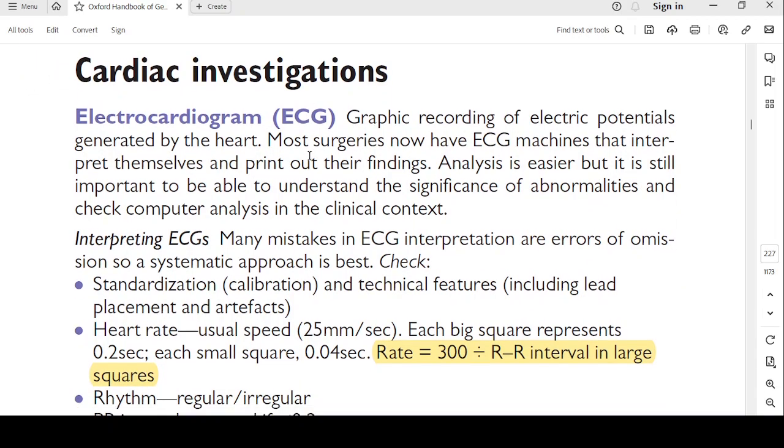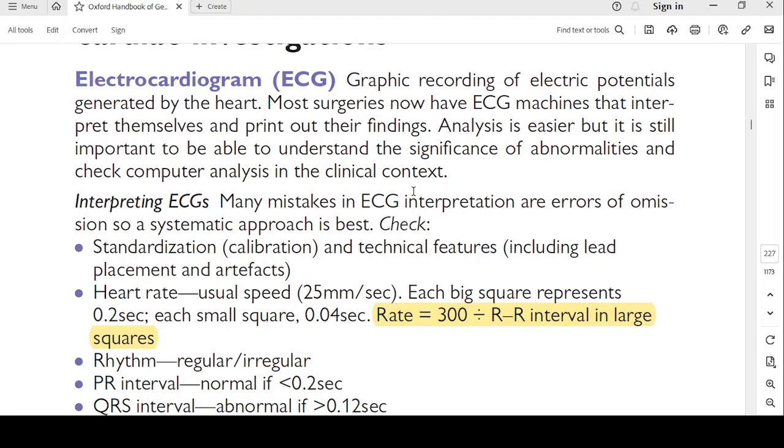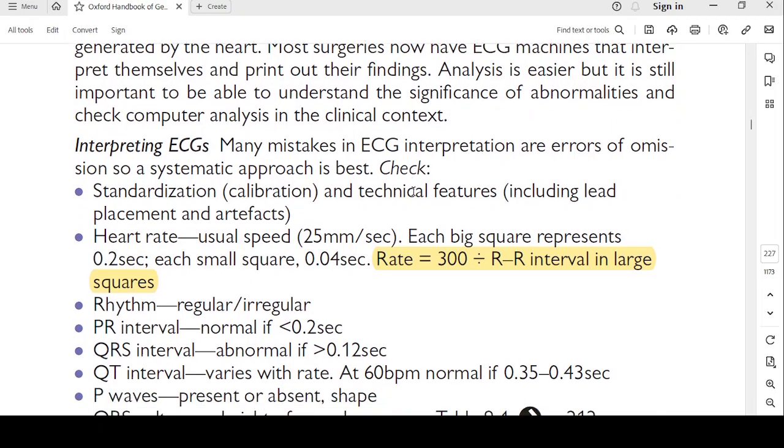Cardiac investigations: electrocardiogram or ECG. A graphic recording of electrical potentials generated by the heart. Most surgeries now have an ECG machine that interprets itself and prints out its findings. Analysis is easier, but it's still important to be able to understand the significance of abnormalities and check the computer analysis in clinical context.